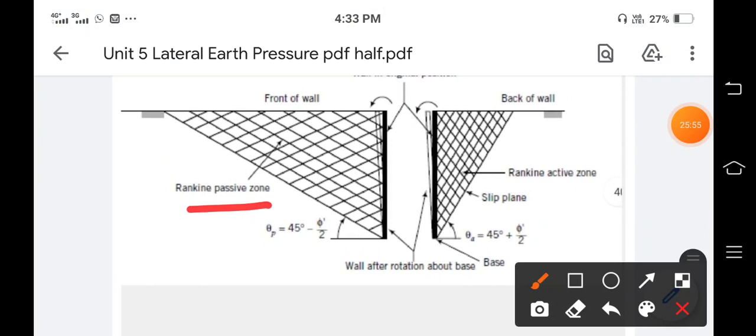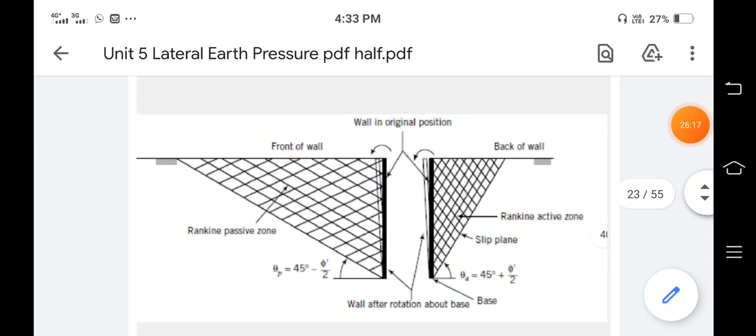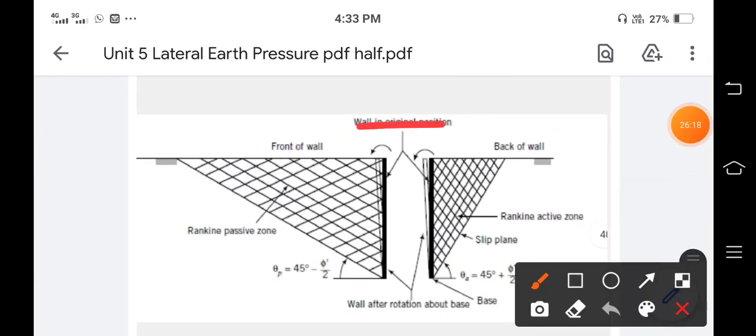Let us consider the passive zone. In the passive zone, what will happen? The wall will move towards the backfill. This is the backfill, the wall moves towards the backfill. This is the wedge, or this is the failure surface. This is the front of the wall, and this is the back of the wall. The back line shows the original position of the wall, and in the passive zone, the wall moves towards the backfill.